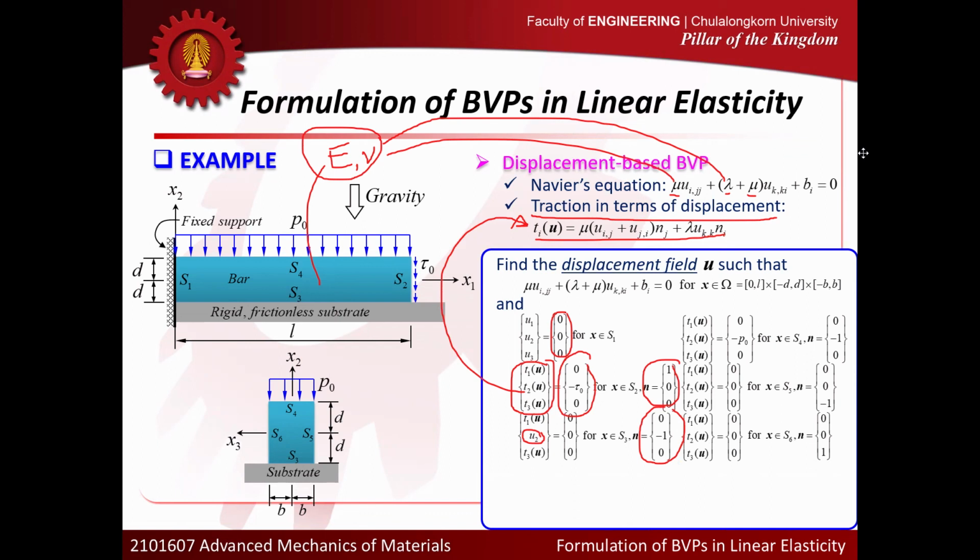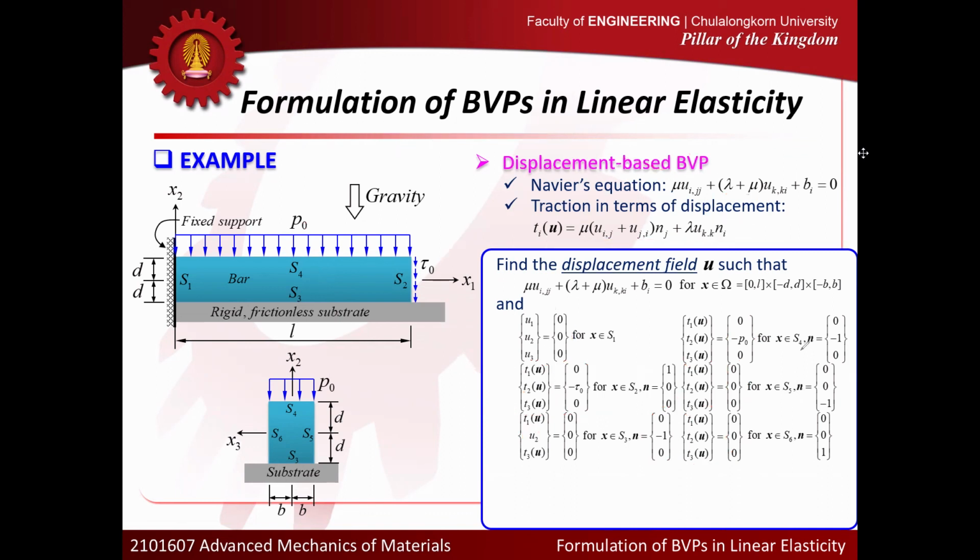You can see that the prescribed information of the traction is still the same as the previous formulation, but the only thing that is different is here, because we have to express traction in terms of the displacement field. So now, if we provide the formulation like this, without this one, it's not complete. And without B, it's not complete as well. So I need to provide information like this.